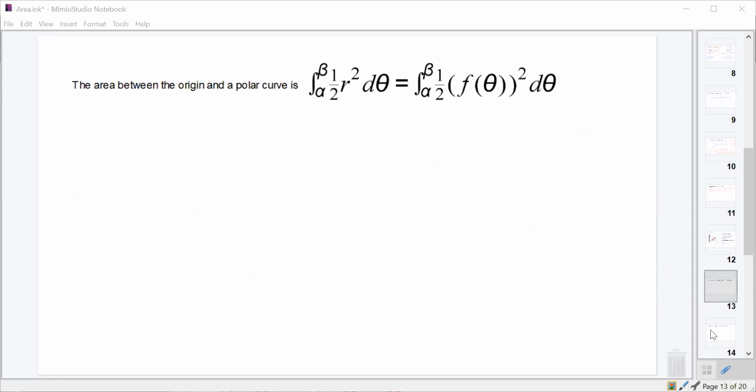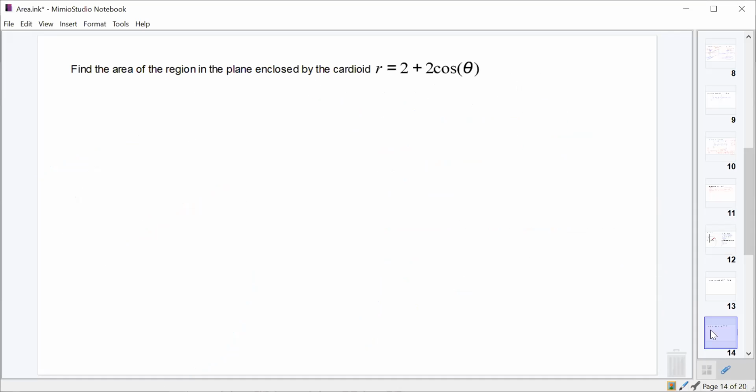So let's do one of these. Let's see if we can find the area of the region in the plane that is enclosed by the cardioid r equals 2 plus 2 cosine theta. It's been a couple of months now since we talked about polar stuff right at the very beginning. What does the cardioid 2 plus 2 cosine theta look like?